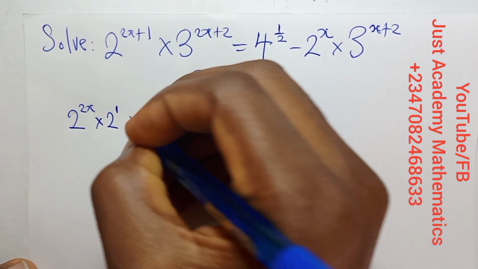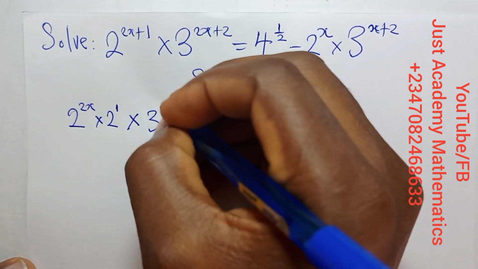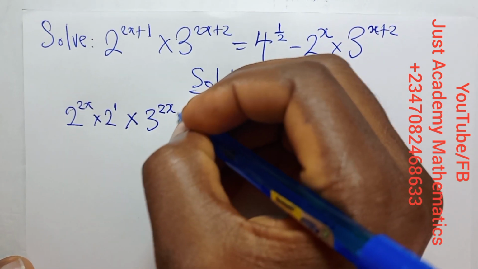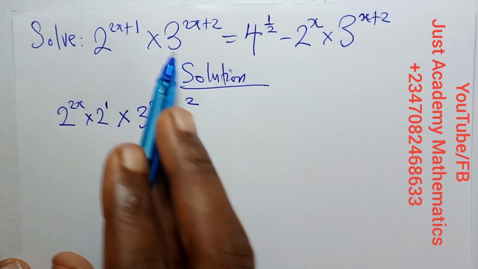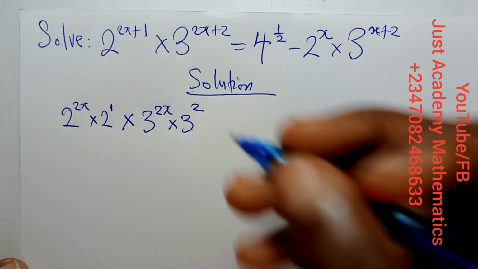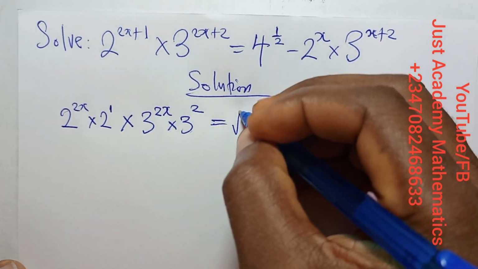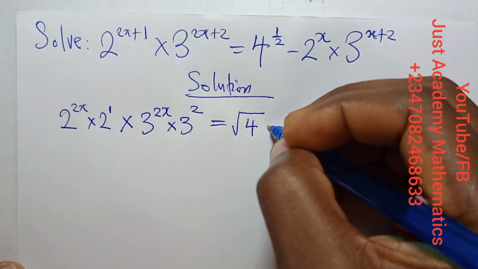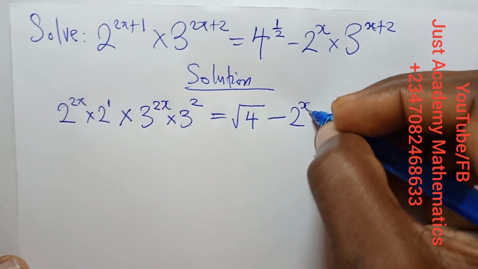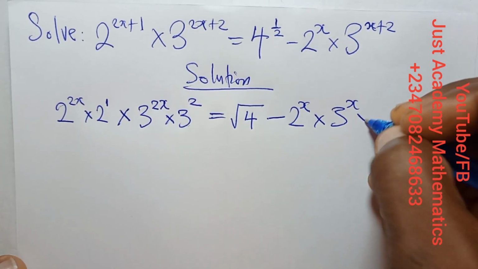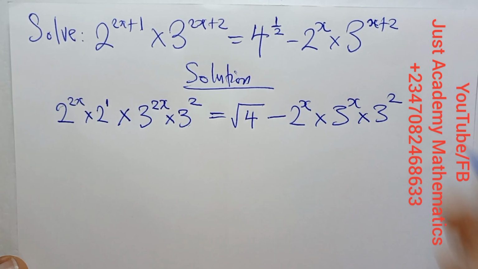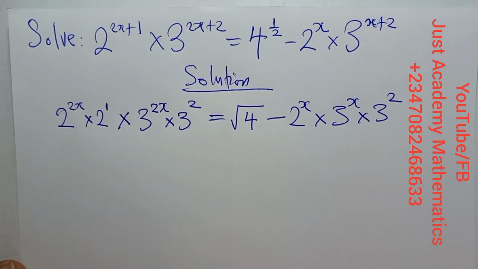Now this is times 3 raised to the power of 2x times 3 raised to the power of 2. That is for this. And this one now, of course, means 4 minus 2 raised to the power of x times 3 raised to the power of x times 3 raised to the power of 2. Now we are making progress.